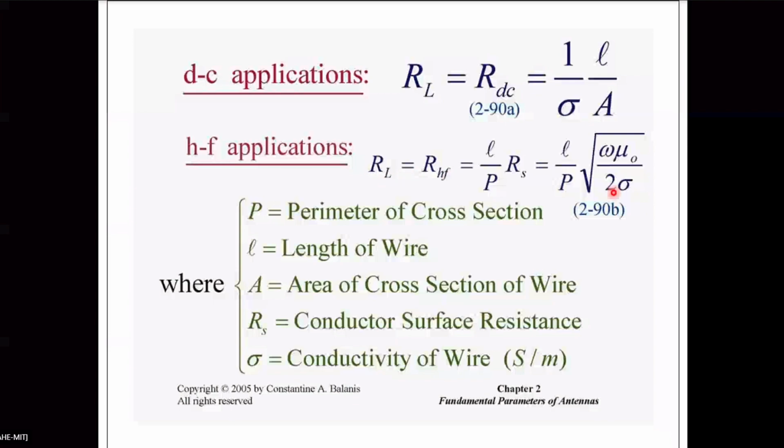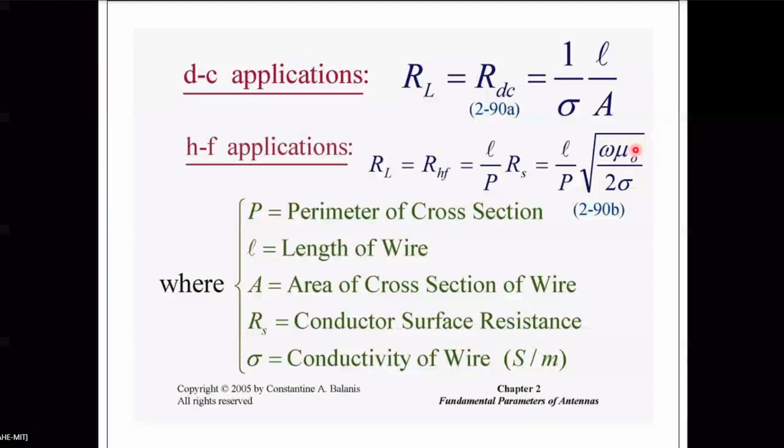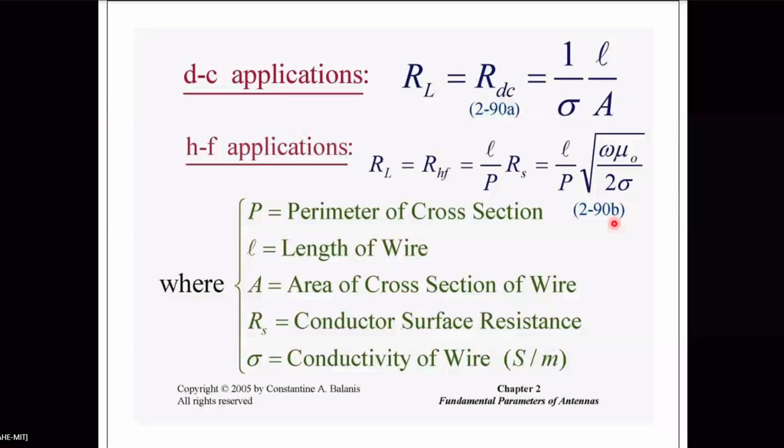For high frequency we can't use the DC formula, because we are sending AC at high frequency in the wire at the terminals of the antenna. So the RL part will be decided by this equation. You have to memorize this.